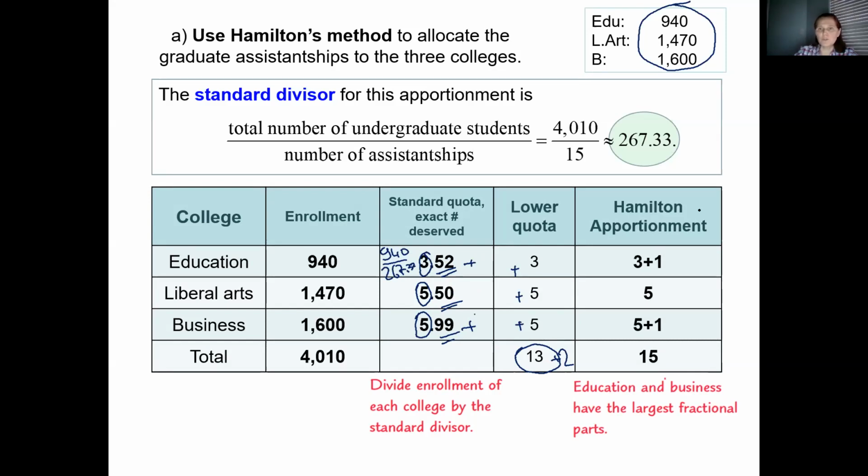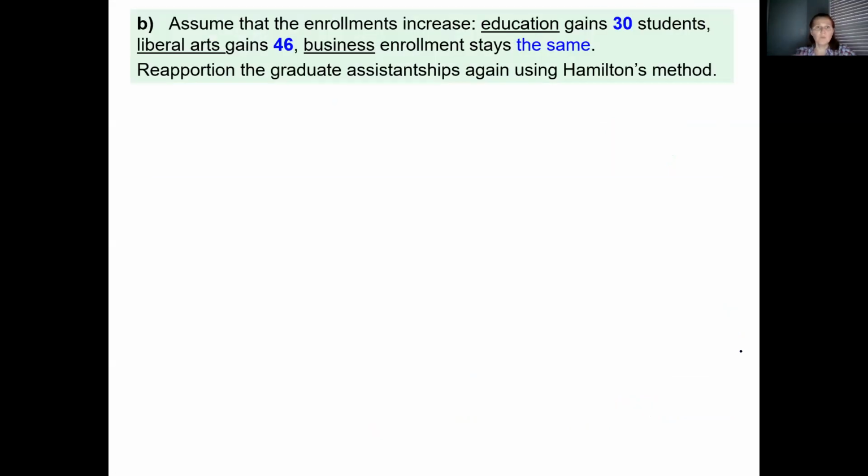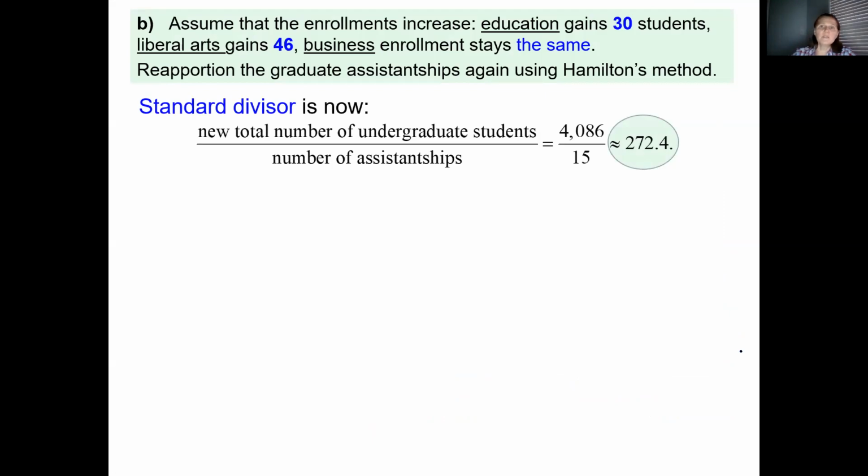So the Hamilton apportionment is 4, 5, and 6, altogether 15. Now the second part, assume that enrollment increases. Education gained 30 students, liberal arts 46, and business enrollment stays the same. Reapportion the graduate assistantships again using the Hamilton method. The standard divisor has changed because the total enrollment has changed.